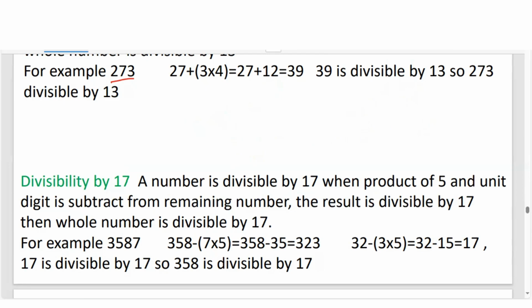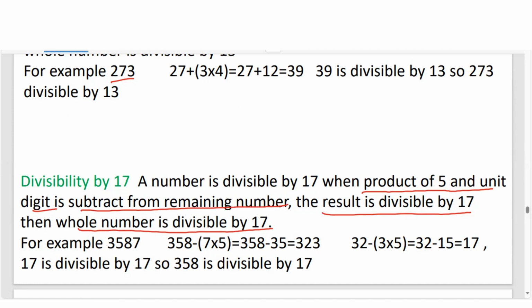So the technique is what? When the product of 5 and the unit digit is subtracted from the remaining number and the result is divisible by 17, then the whole number will be divisible by 17. Any number given, just multiply the unit digit by 5 and subtract this product from the remaining number. What result comes? If the result is divisible by 17, that means the whole number is divisible by 17.